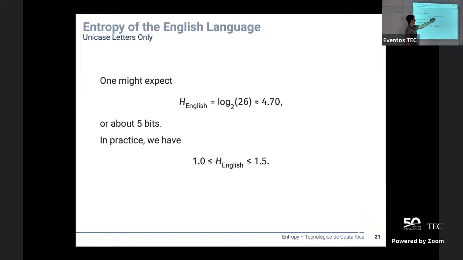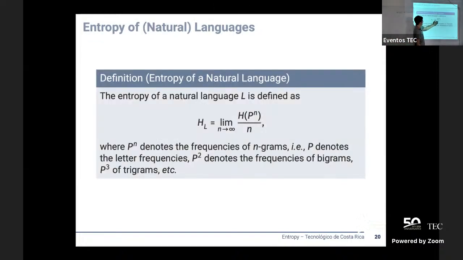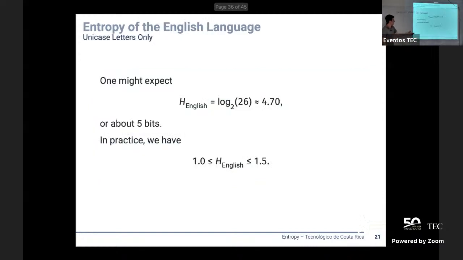For the English language, you might expect, we have 26 letters. If we just disregard cases, you can just apply this formula, and you might expect, well, this is just the entropy for English text, which is just 1 over 26 times the logarithm of 1 over 26, and then all this summed up. So for the English language, you might expect it will probably be 4.70, or about 5 bits of entropy for the English language.